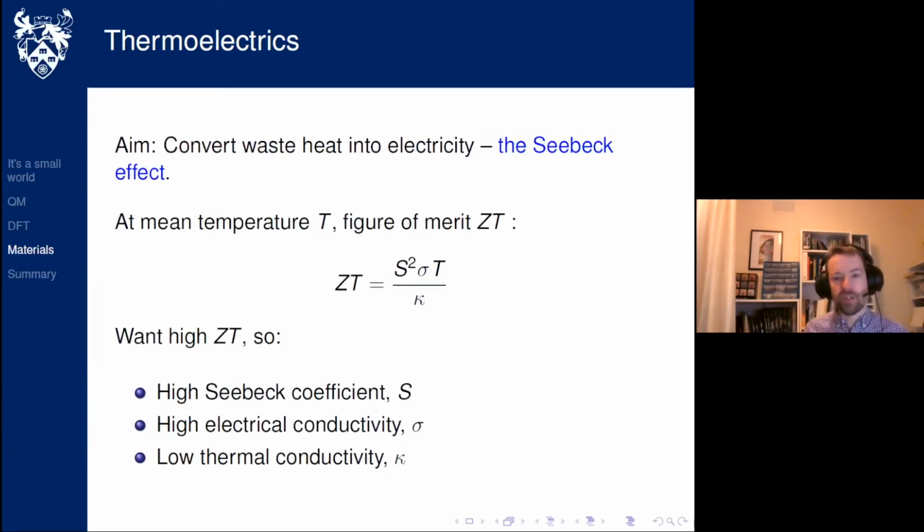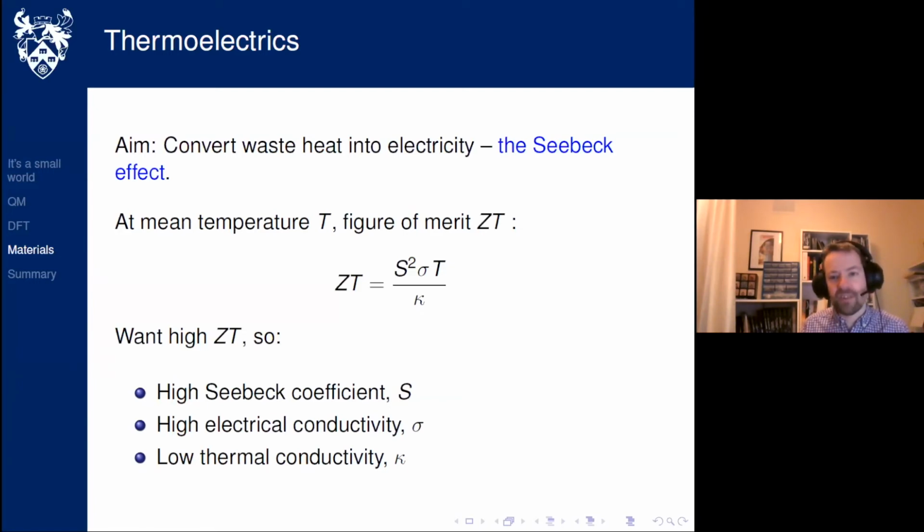So we want to use this to convert waste heat into electricity. We want the hot side to be maybe a car exhaust system or an industrial power plant, maybe a cooling tower at a power generator. When we look at the Seebeck effect, there's a thing we call the figure of merit, ZT. It's just a number that tells us how good a material is at converting heat into electricity. It's got a formal definition, which I've put here in case you're interested, but I just want to pick out the components and give you the basic idea.